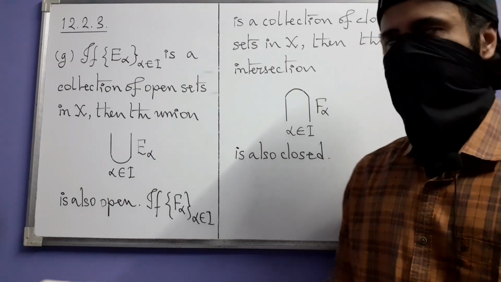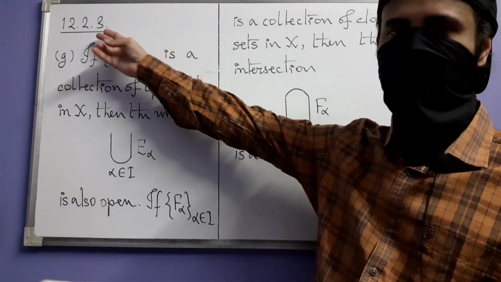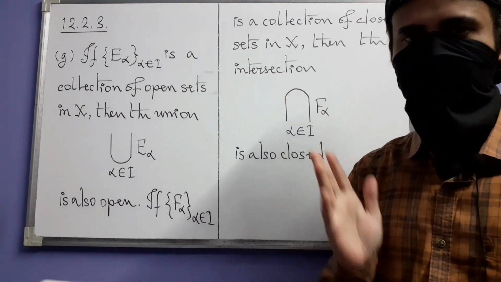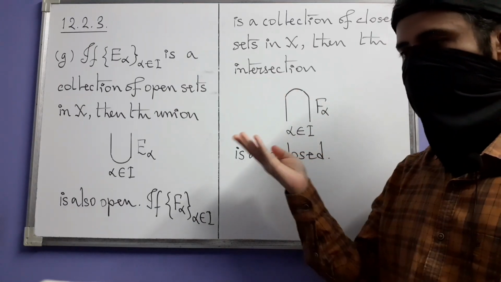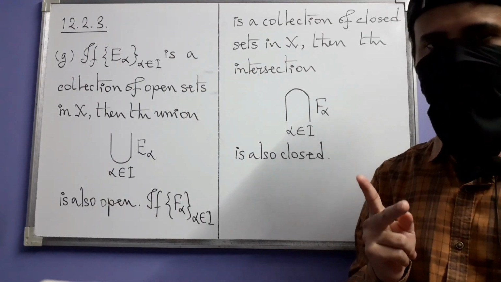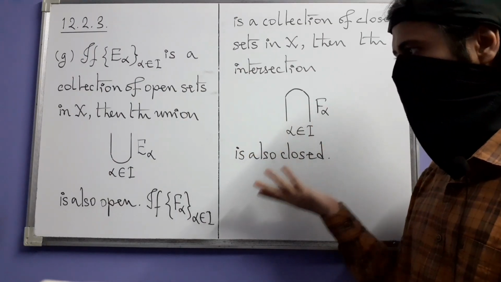So we continue our solution to exercise 12.2.3, where we are proving that theorem. We have proved many parts, but two parts are still there, parts G and H. So this is part G.